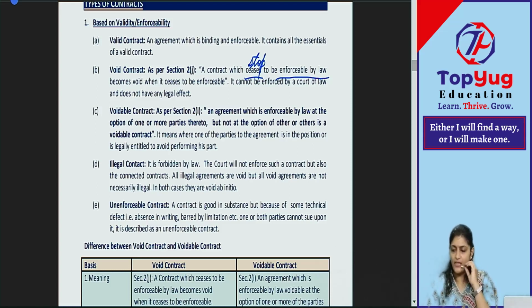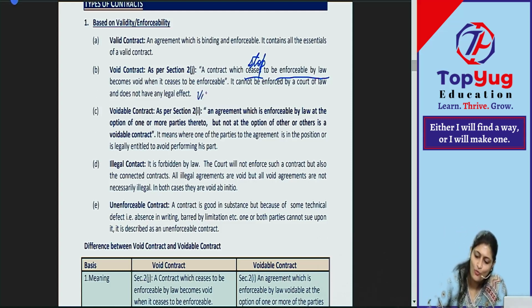So now tell me, in which section void agreement is discussed? Clause J of section 2. As per clause J, what is the definition? Becomes void when it ceases to be enforceable. Okay, it has not stopped being enforceable. It was, but now it has stopped being enforceable by law. Now under void, we have one more type of contract. Under void I am telling, no?